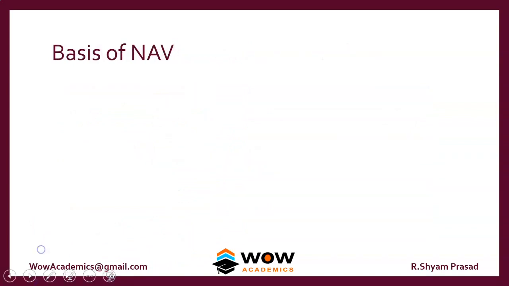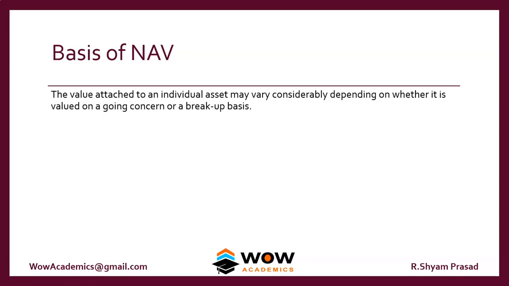So on what basis can we do asset valuation? The value attached to an individual asset may vary considerably depending on whether it is valued on a going concern or a breakup basis. So you can use this method in various ways. If it's a going concern, then the value based on NAV will be different. If you use breakup value, assuming the company is closed and all the assets are sold as individual pieces, then the assets are valued in a different way. So if the company is going to be closed and the assets sold, the NAV will be different.